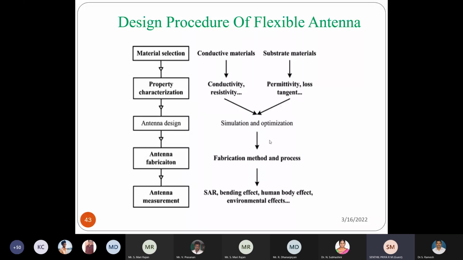If I am going for graphene, it has high mobility, high strength, and is highly stretchable. So what type of application am I going to use it for? I am going to use my antenna in a satellite, so I can go for graphene. There we have high mobility systems, and we have a lot of devices.